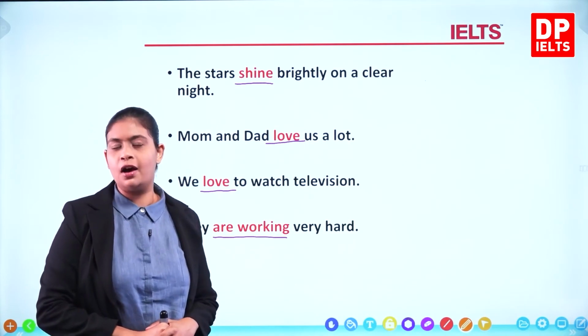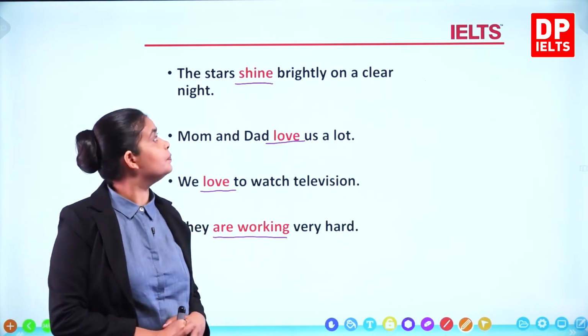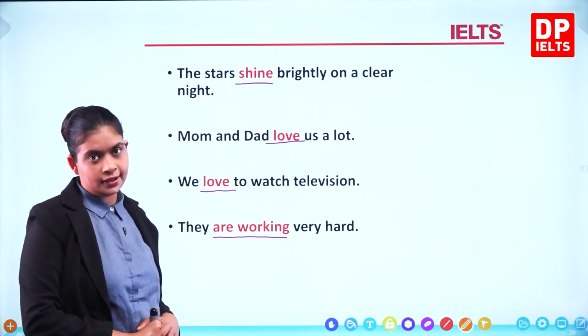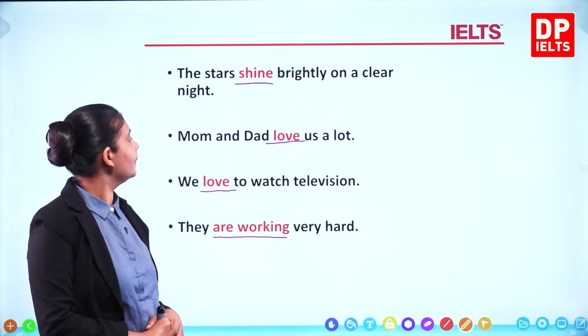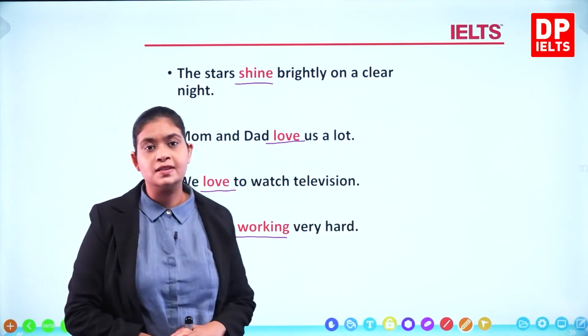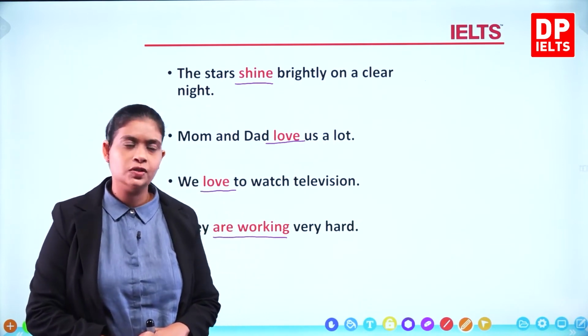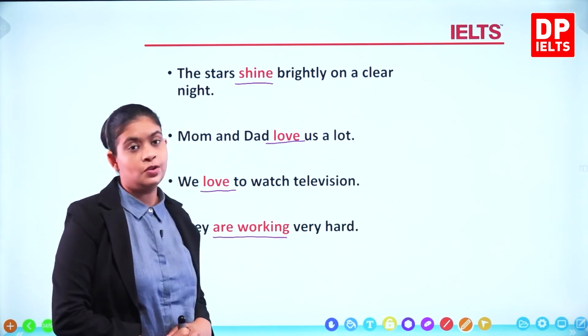Because the stars are plural, we write the base form of the verb shine. All right, இந்த எக்ஸாம்பிள்ஸை பாருங்க. The stars shine brightly on a clear night. தெளிவான ஆகாயத்துல நட்சத்திரங்கள் அழகாக மின்னும். ஸ்டார்ஸ் எனும்போது ப்ளூரல், சோ அதனால நாங்க யூஸ் பண்ண வேண்டிய verb ப்ளூரல் verb, அதாவது அந்த ப்ளூரலுக்கு agree பண்ணக்கூடிய verb. Stars shine, so we use the base form of the verb. Mom and Dad love us a lot. We don't say Mom and Dad loves us a lot, right? Mom and Dad love us a lot.